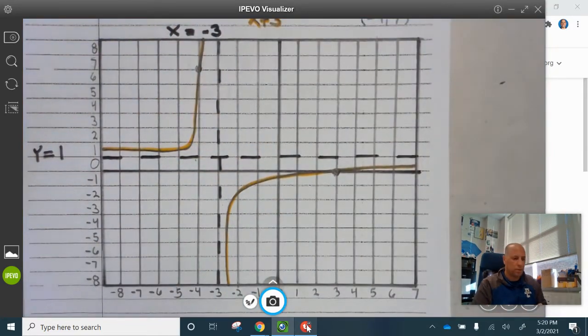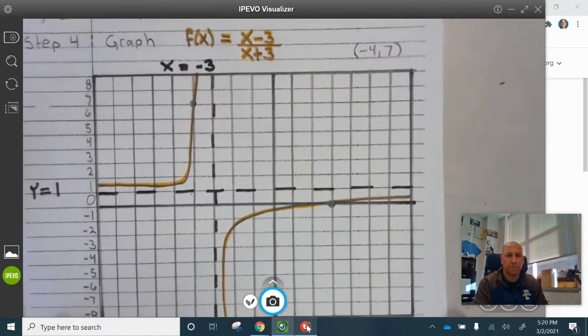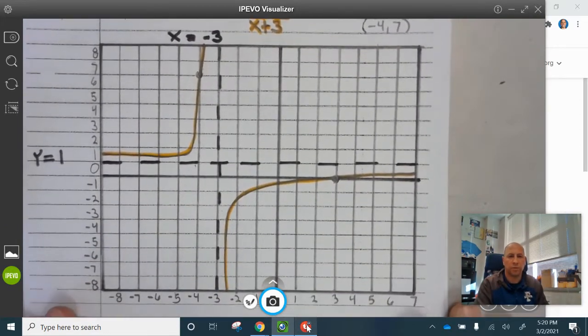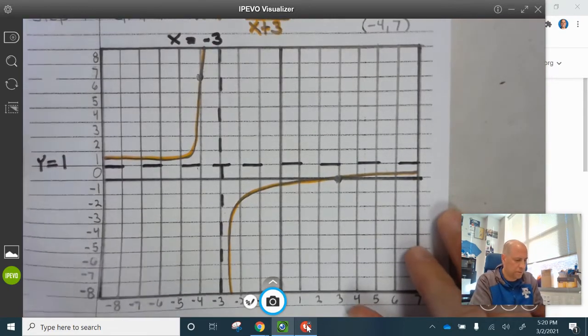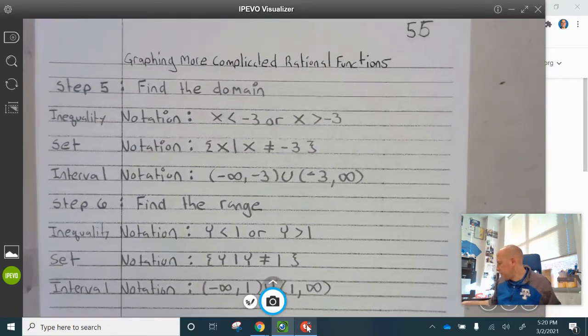All right. So there's your graph for step 4. Now let's look at step 5.